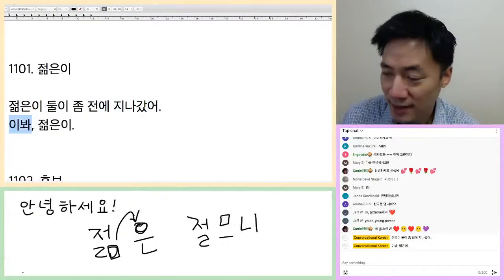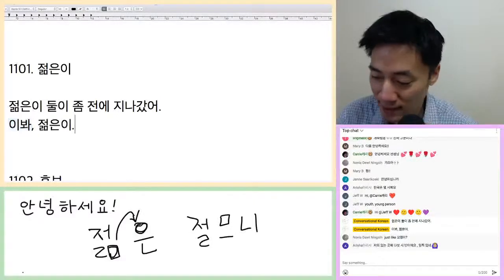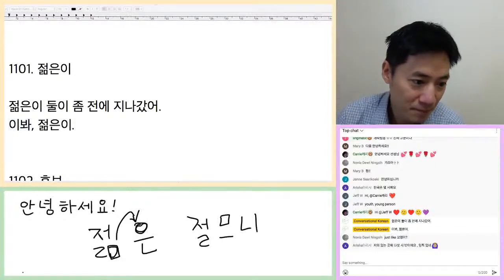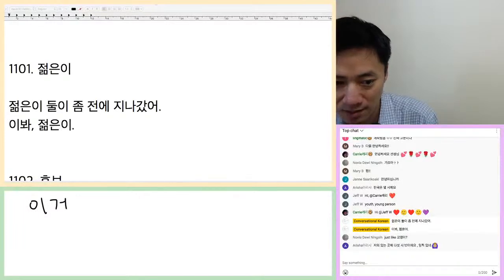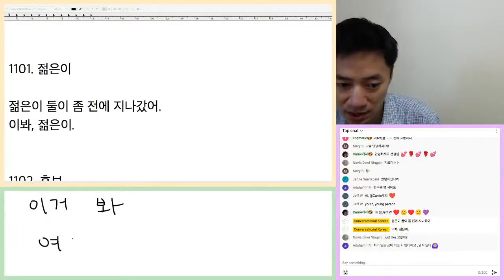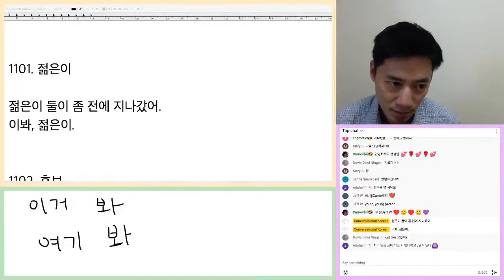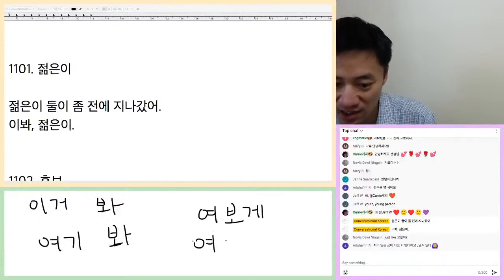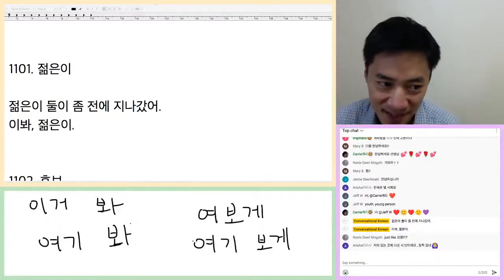And 이봐 is like 'look here'. It's something you don't really use to a stranger or an older person. I'll give you some explanation about it. 이봐 is shortened from 이것 봐, 이거 봐, or 여기 봐. Oh, 여보게. 여보게 is short for 여기 보게, 'look here', like when you call someone, 'hey, look here'. Something like that.